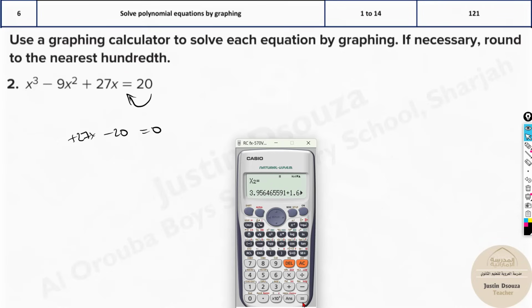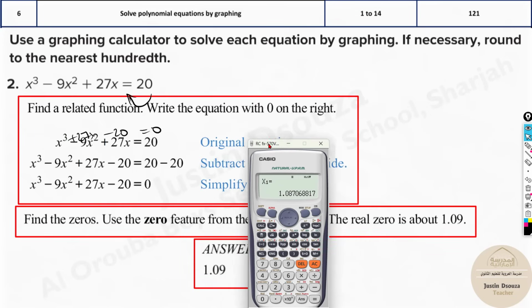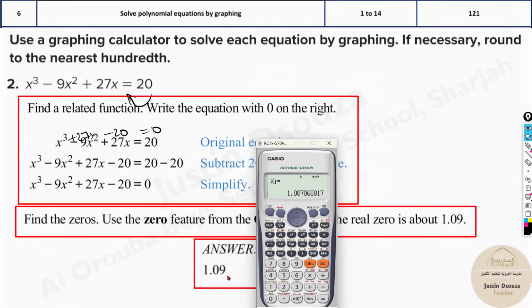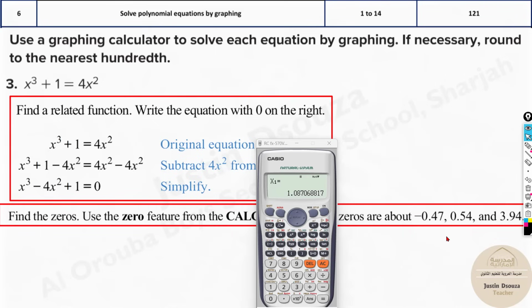The answers are, again, you have 2 imaginary solutions, but one answer is 1.08. You can see here, approximated to 1.09. So the answer is, that's it. Similarly, please do try these problems by yourselves. You can do it in the calculator. You will get the answers easily.